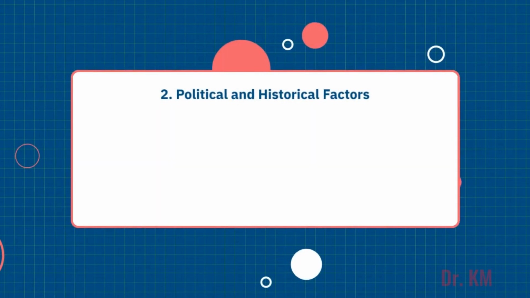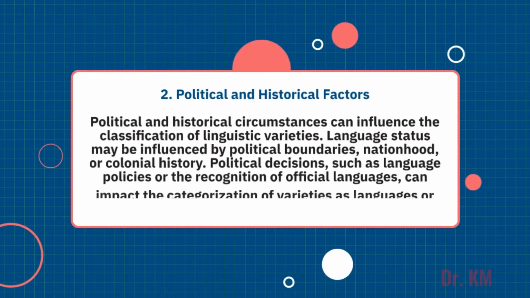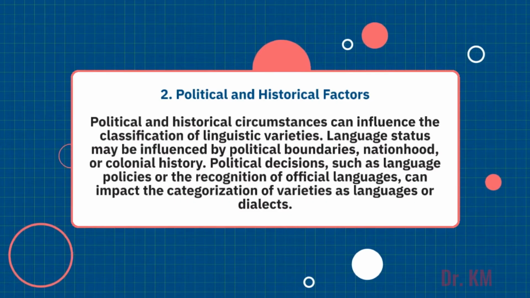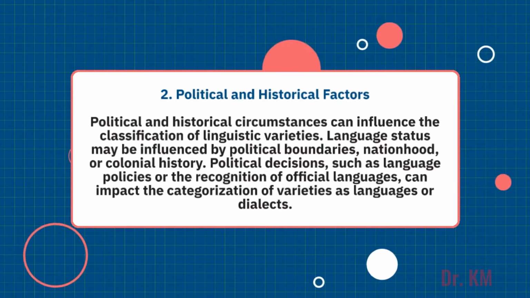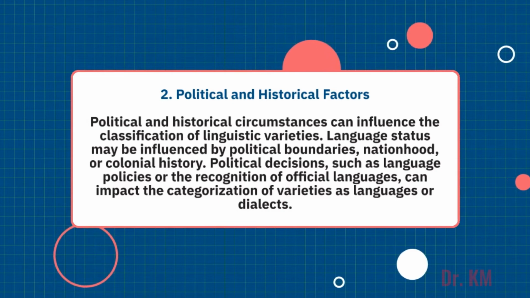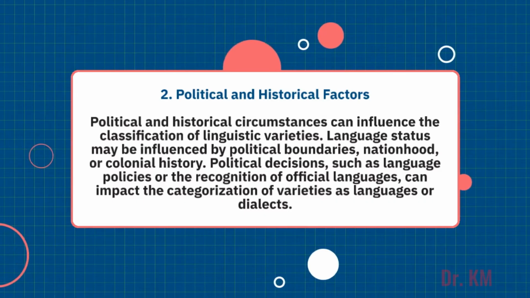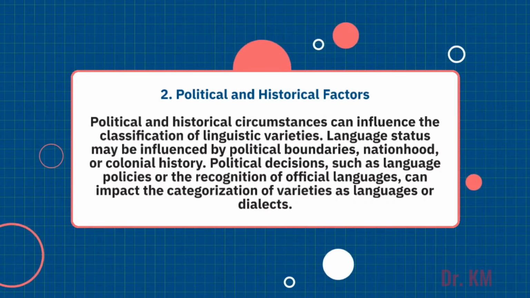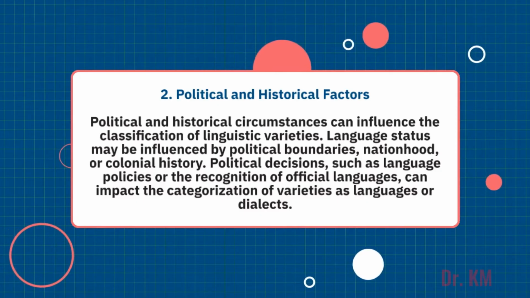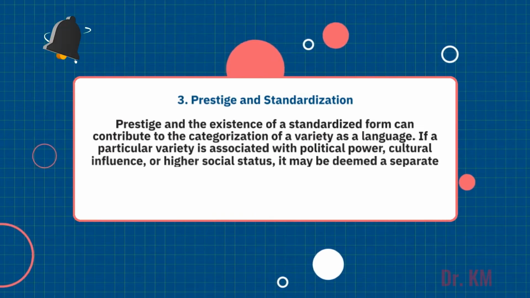2. Political and historical factors. Political and historical circumstances can influence the classification of linguistic varieties. Language status may be influenced by political boundaries, nationhood, or colonial history. Political decisions, such as language policies or the recognition of official languages, can impact the categorization of varieties as languages or dialects.